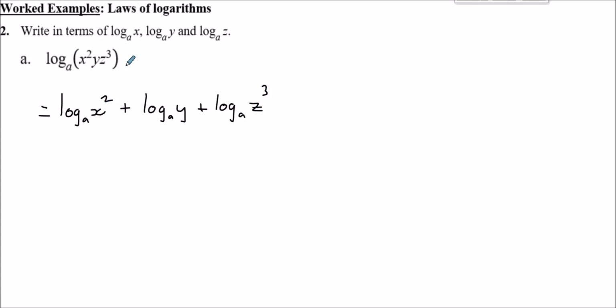But x squared isn't in terms of x, and z cubed isn't in terms of z. So we need to get rid of these powers, and if you remember the power law, we can bring the powers to the front of the logs, and it doesn't affect the value. So this is the same as 2 lots of log base a of x. Log base a of y, we can leave as it is, that's fine. And this one, we can bring the 3 to the front, and we get 3 log a of z.